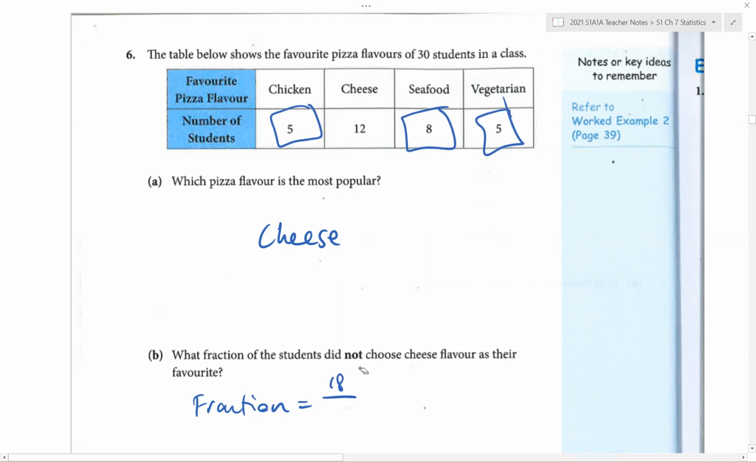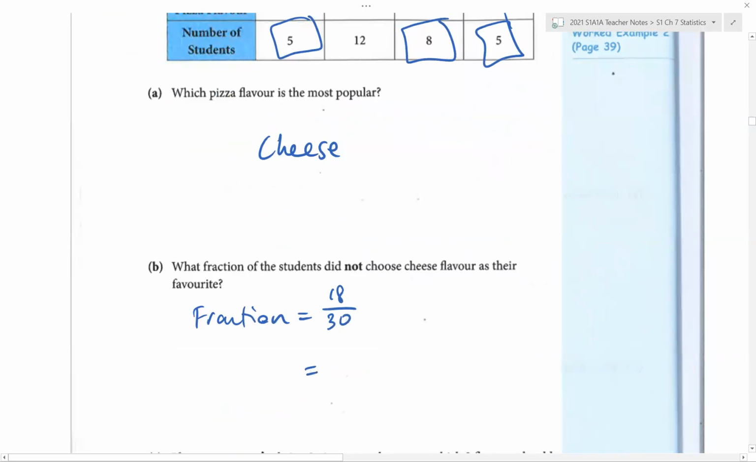Out of total, how many? 30. So the fraction will be divided by 6, 3 out of 5. Okay.